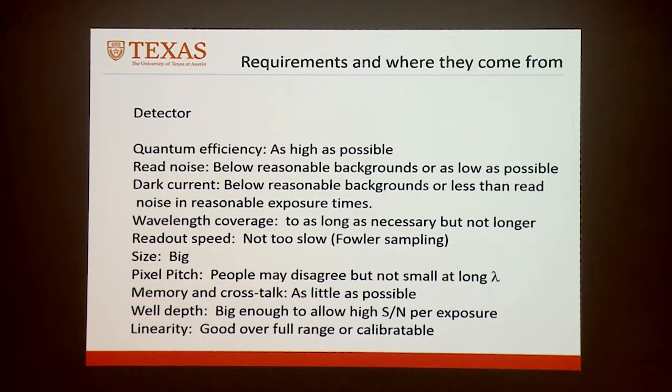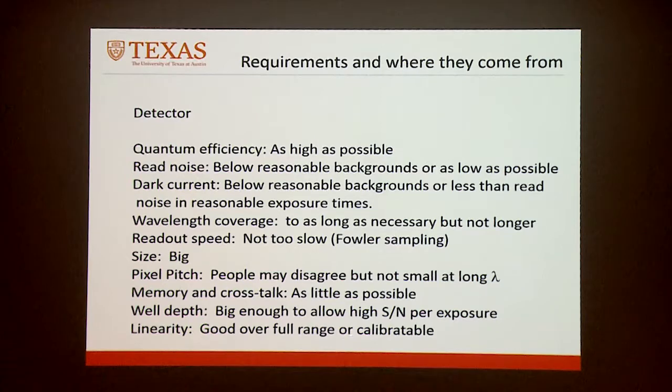And two of the things that are most annoying are memory. That is, when you look at a bright object and then you go and look at a faint object, you haven't quite cleaned off all of the signal from the bright object that was there in the past. That's really annoying when that happens. Also when there's a bright object in one pixel, and then you see some of the signal from that in the adjacent pixels because of electronic bleeding from one to the other. So you want your detector to avoid that.